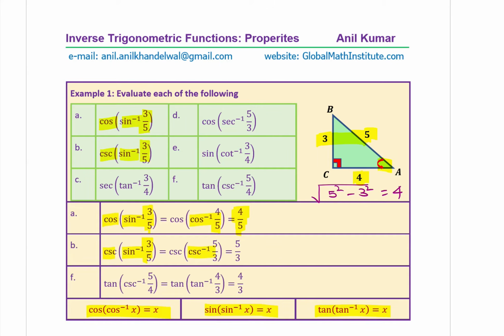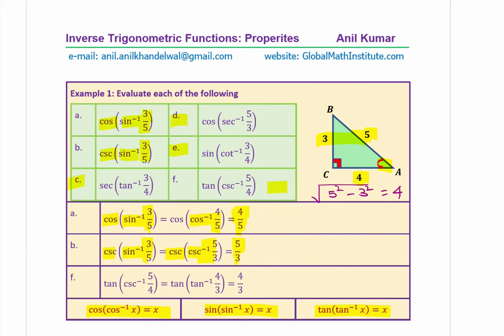Sine inverse 3 over 5 can be written as cosecant inverse 5 over 3. Now we have cosecant of cosecant inverse. We get that same value, which is 5 over 3, as our answer. Correct? Now, I would like you to solve these three questions and then look into the fourth solution.